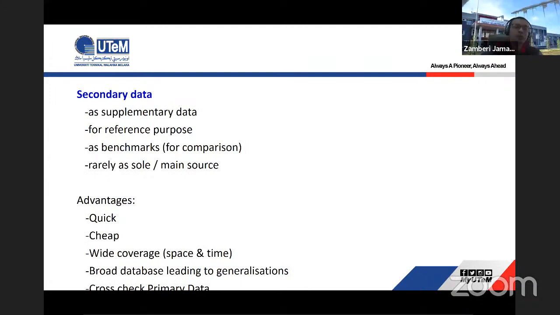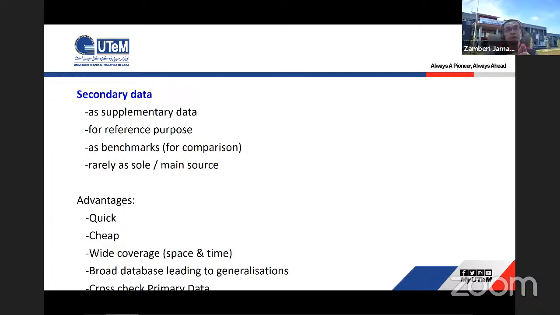But normally we use secondary data as supplementary data for reference purposes, for benchmark. Seldom do we use it as our main data, but it could be used. It's quick. Why is it important? Why is it nice to look at the secondary data? It's quick. It's readily available. You don't have to design your test rig. You don't have to do much work. It's readily available. It's cheap. It covers a lot for some data.